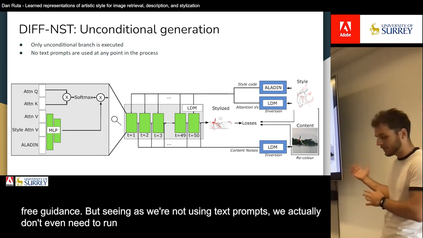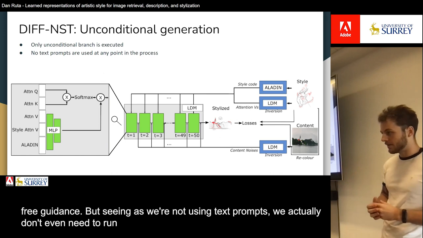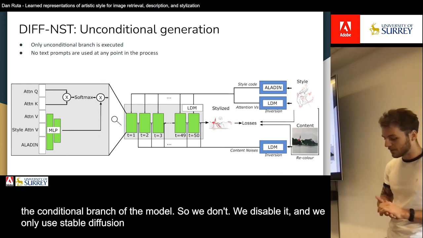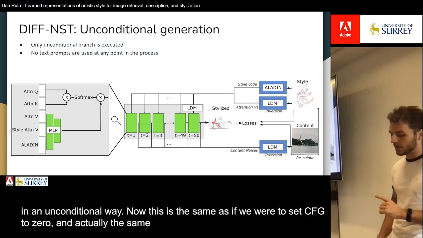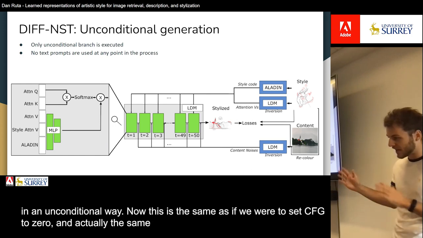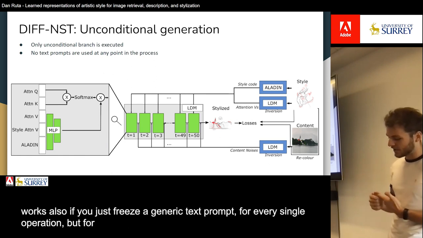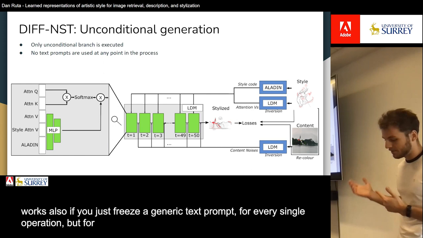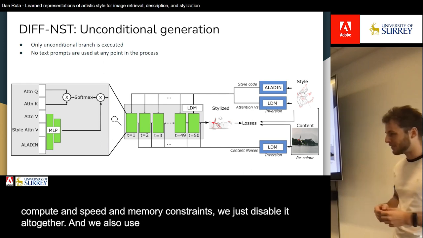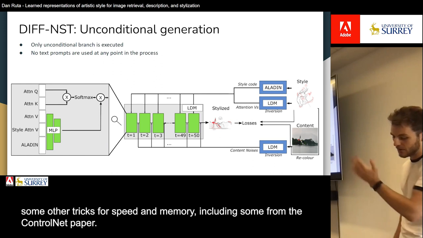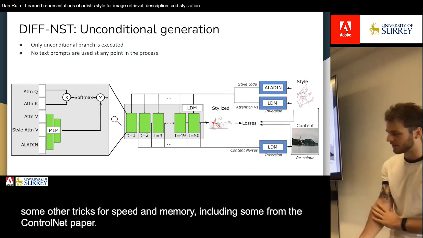But seeing as we're not using text prompts, we actually don't even need to run the conditional branch of the model. So we don't. We disable it and we only use Stable Diffusion in an unconditional way. Now, this is the same as if we were to set CFG to zero. And actually, the same works also if you just freeze a generic text prompt for every single inversion operation. But for compute and speed and memory constraints, we just disable it altogether. And we also use some other tricks for speed and memory, including some from the ControlNet paper.